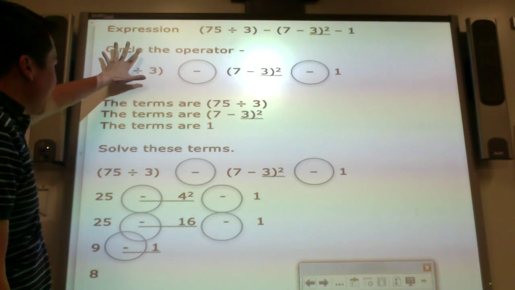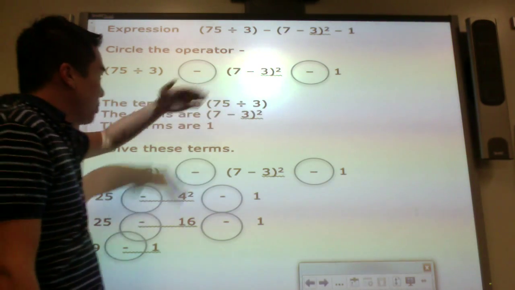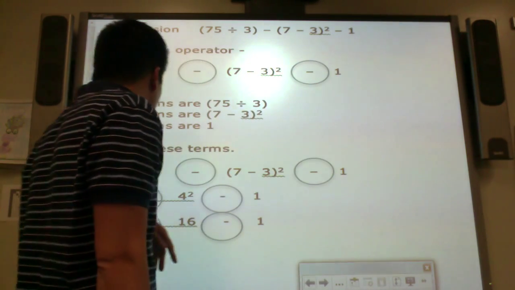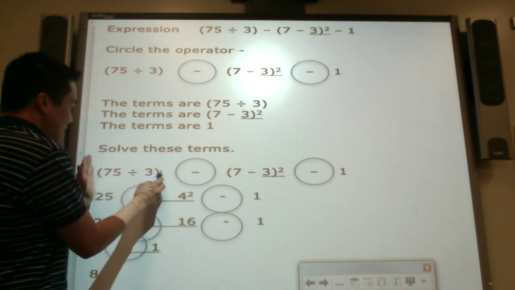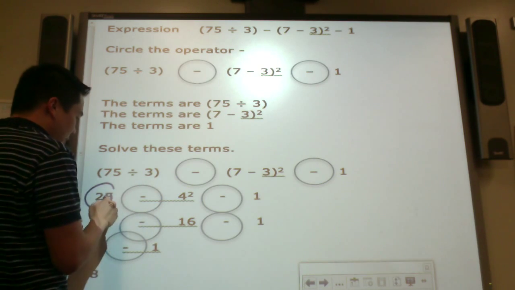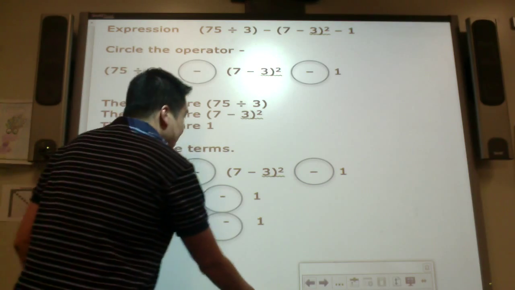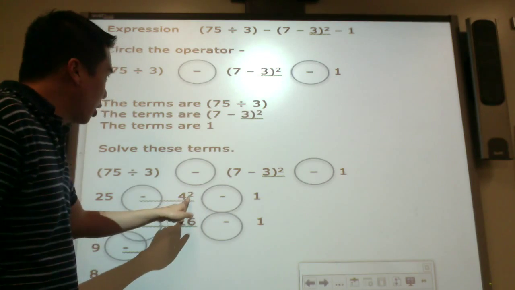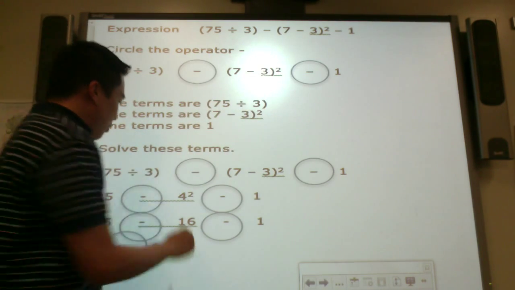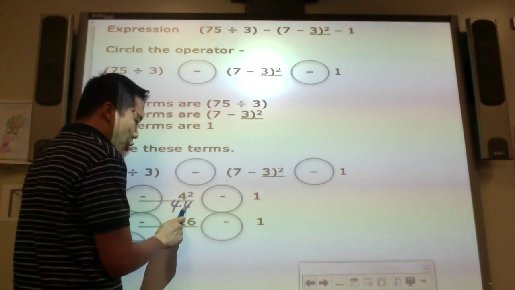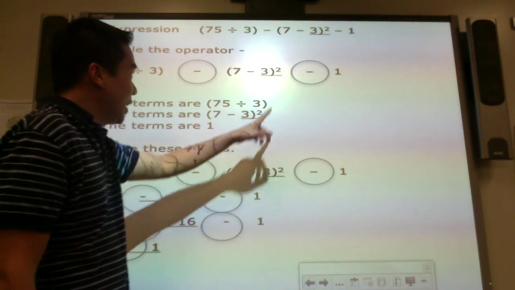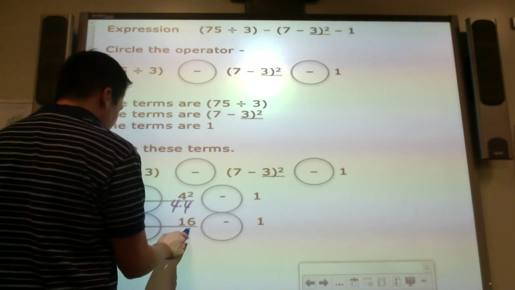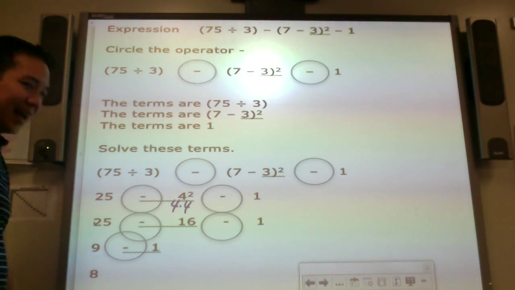The first term is 75 divided by 3. The second term is 7 minus 3, squared. And then our last one is 1. So let's solve each term. The first term, 75 divided by 3, is 25. The second term is this one. 7 minus 3 is 4, but what's the square of it? 4 repeated twice, so it's 16. And then our third term is just 1. So what's 25 minus 16? 9. Minus 1 is 8.